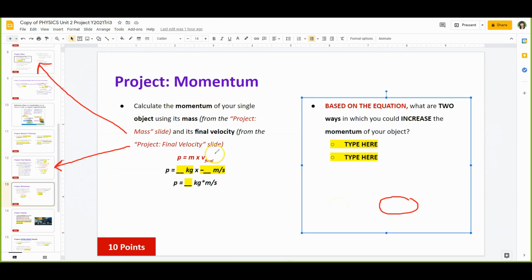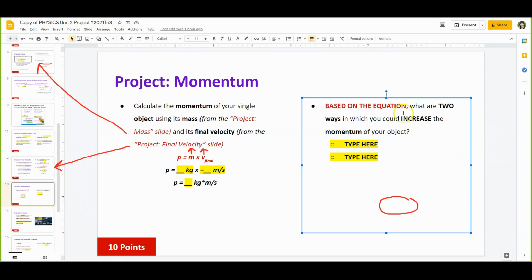Remember that either of these can be increased, right? So think about what is this variable and what is this variable. If you increase either of those variables, it will increase the momentum. So you should have two answers because there are two variables. Explain what you need to increase. Increase what is this variable, or increase what is this variable. All right, and that should help you figure out how to increase momentum.